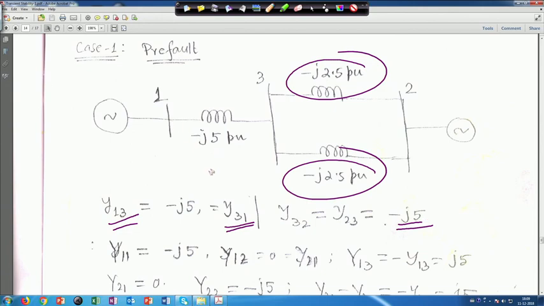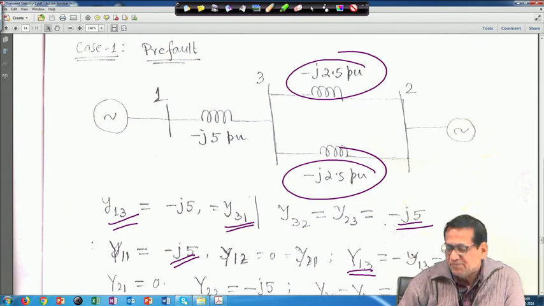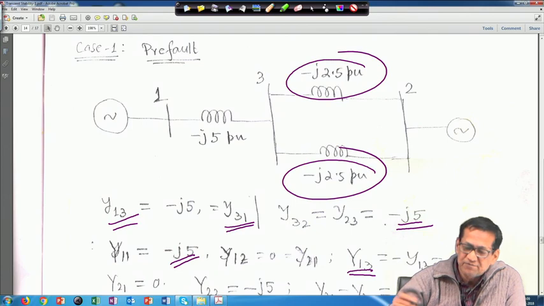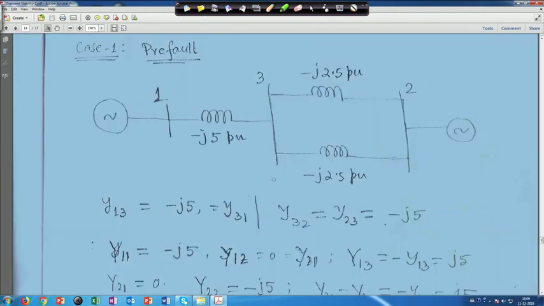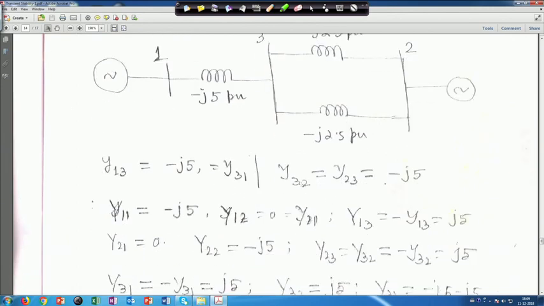Similarly, y 11 will be simply minus j 5, right, and y 12 is equal to 0, no connection between 1 and 2. So, y 12 is equal to y 21 is equal to 0, right. And similarly, now capital Y 13 is basically minus of that small y. So, minus y 13, so it is j 5, right. So, this you know from your load flow studies for forming bus admittance matrix, right.